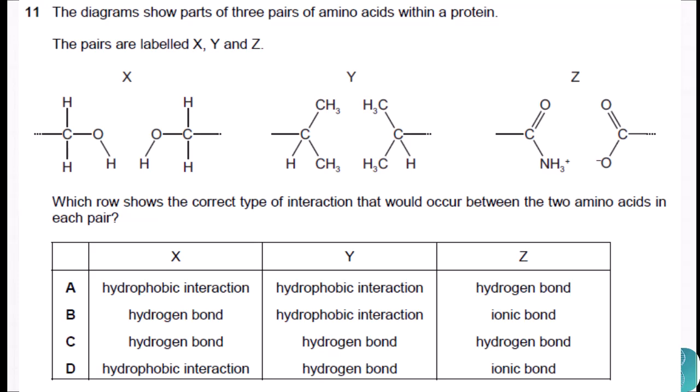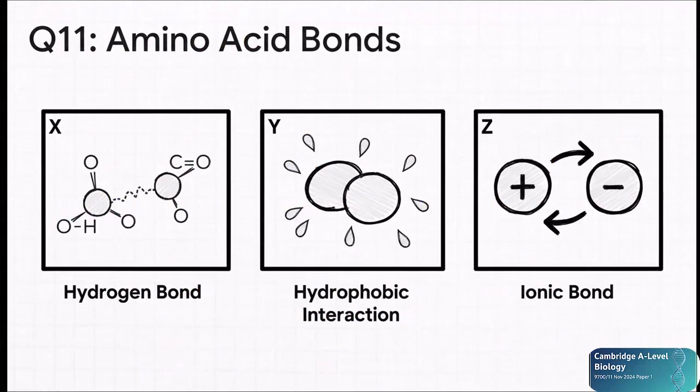We've got to figure out the interactions between these three pairs of R groups. First, look at X. See that OH group getting close to a COO group? You've got a slightly positive hydrogen and a slightly negative oxygen. That's a textbook hydrogen bond, for sure. Now let's look at Y. These R groups, they're just chains of carbons and hydrogens, totally nonpolar. And what do nonpolar things do in water? They huddle together, right? They want to get away from the water.